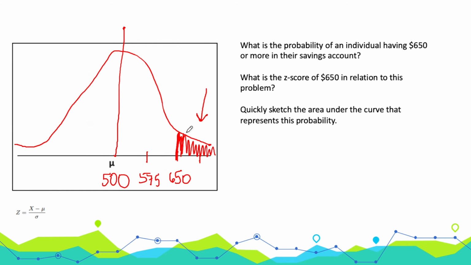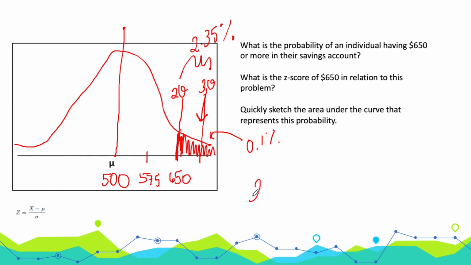So this area here between 2 standard deviations and 3 standard deviations above the mean is 2.35%. And this tiny, tiny area above 3 standard deviations above the mean is usually approximated as 0.1%. So 2.35% plus 0.1% is approximately equal to 2.5%.